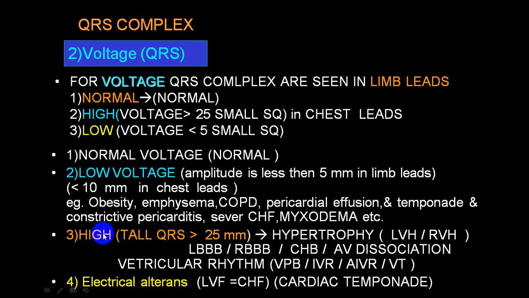While an amplitude of the QRS complex taller than 25 millimeter, which is best identified in the chest leads, you will get in left ventricular hypertrophy and right ventricular hypertrophy. And if the QRS complex is broad and tall, it can be either left bundle branch block or right bundle branch block. And in ventricular complexes like complete heart block, AV dissociation, or in a ventricular rhythm pattern, ventricular premature beat, idioventricular rhythm, accelerated idioventricular rhythm, ventricular tachycardias, etc.